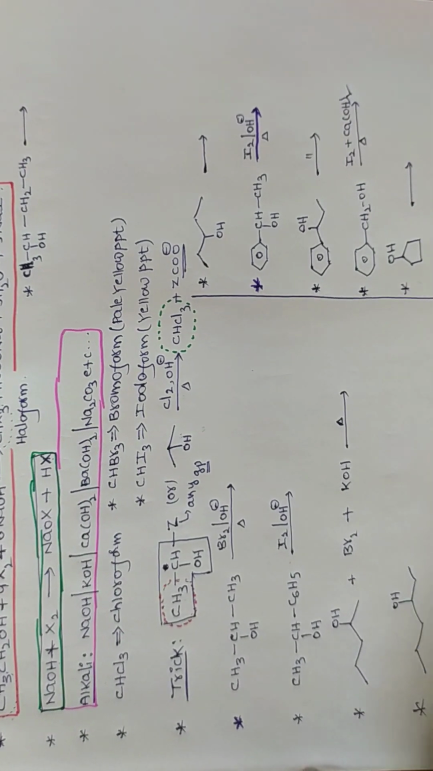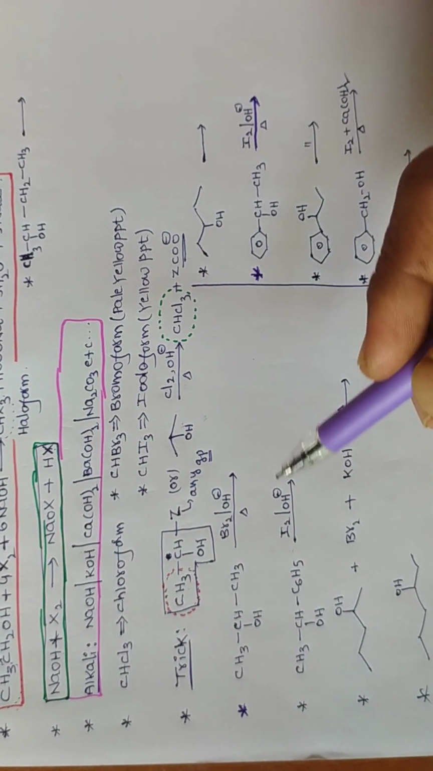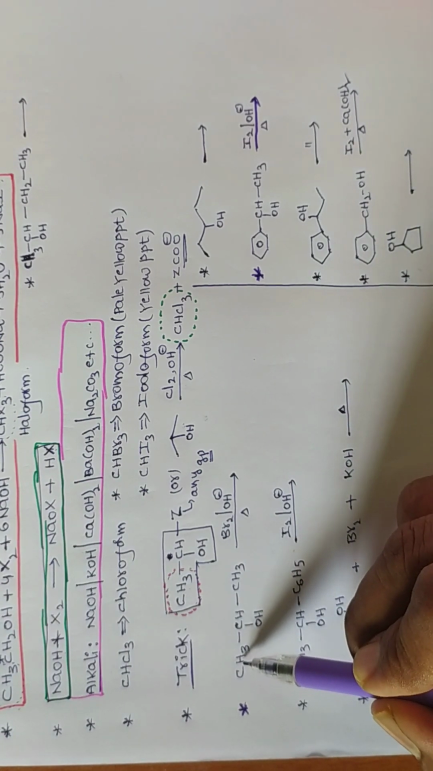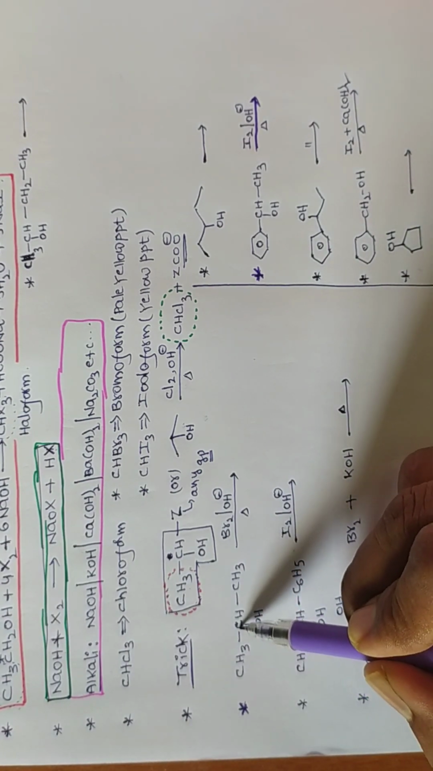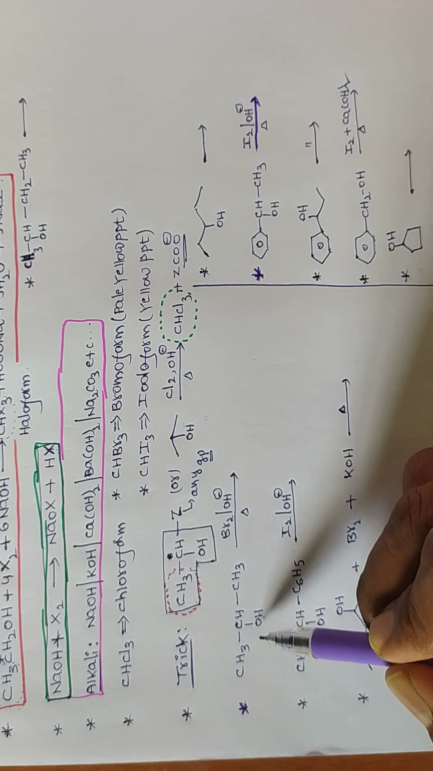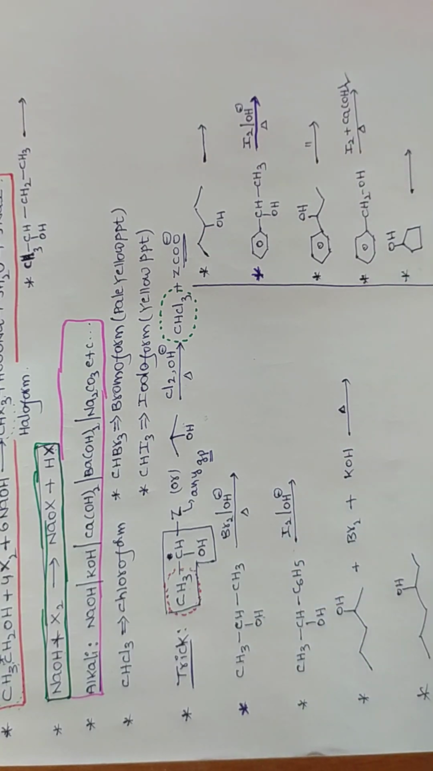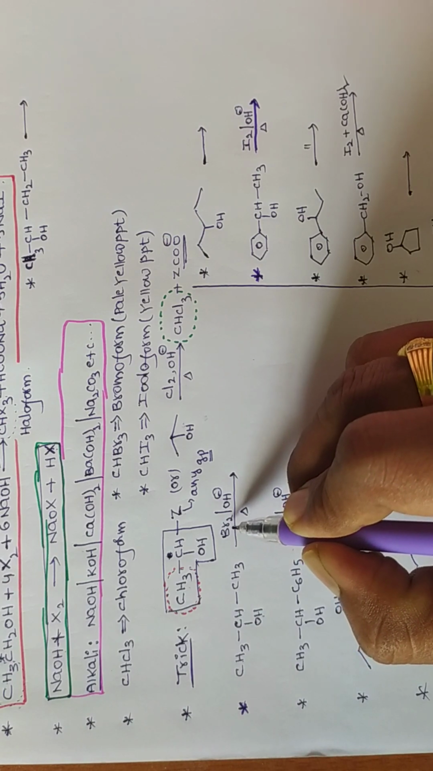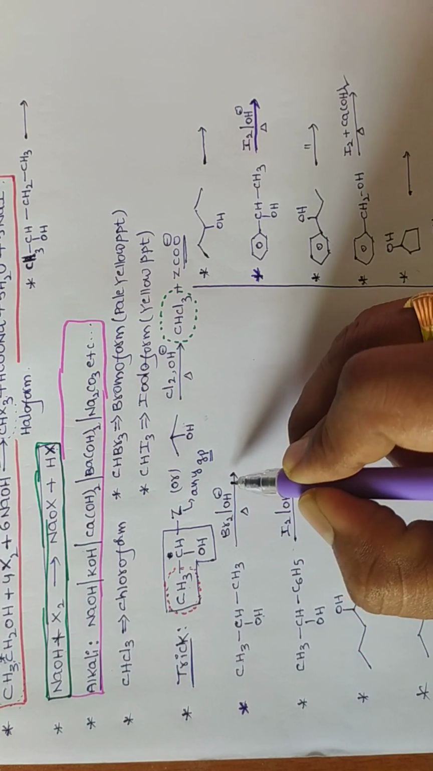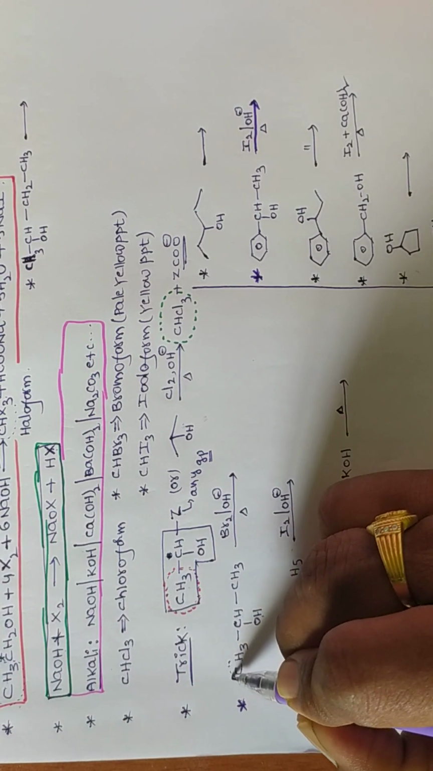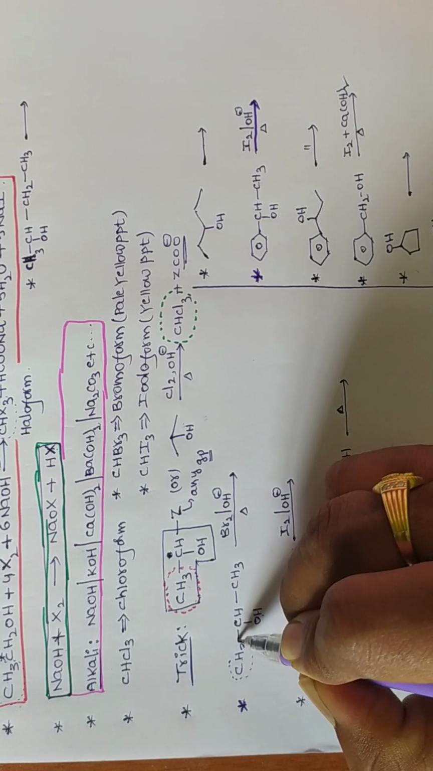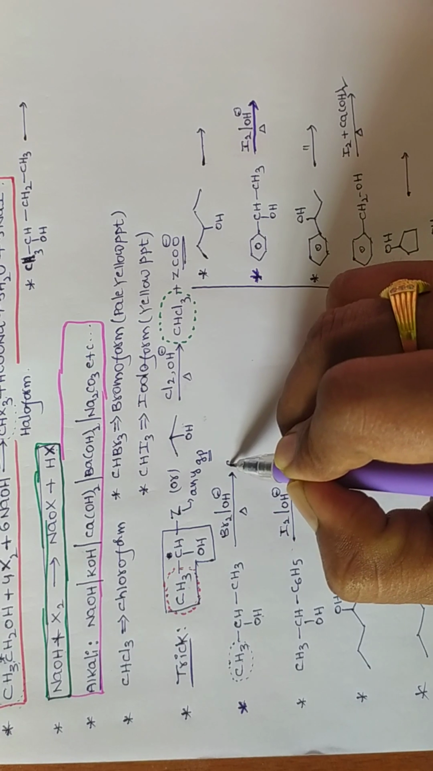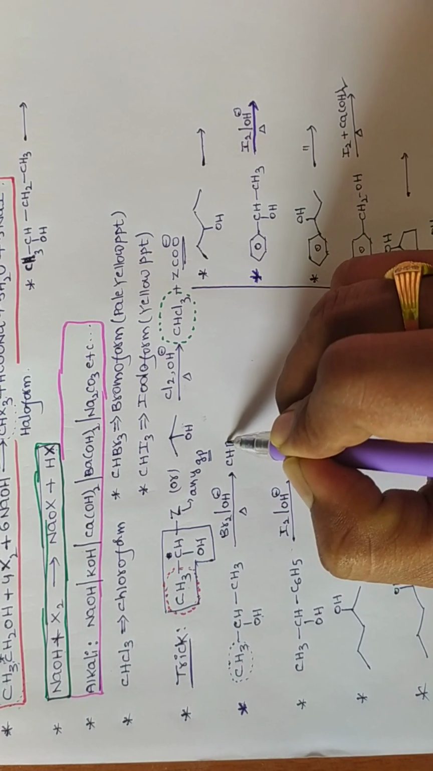Now see, will this compound give the haloform test or not? According to our trick, this contains the CH3CHOH group, so therefore it will give a haloform test. In that haloform test, what halogen is given? Bromine in the presence of basic medium. Then the CH3 group is converting into what? Here we took bromine, so therefore it is converting into bromoform.